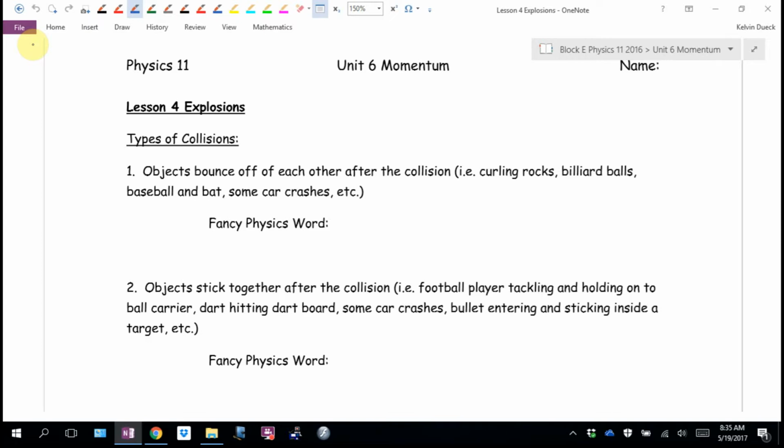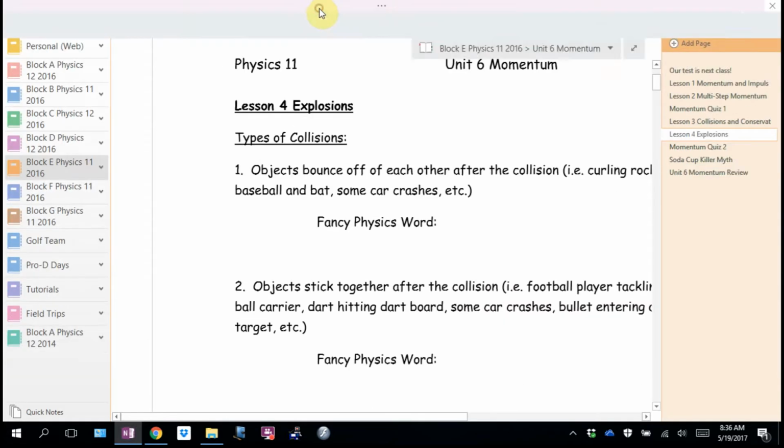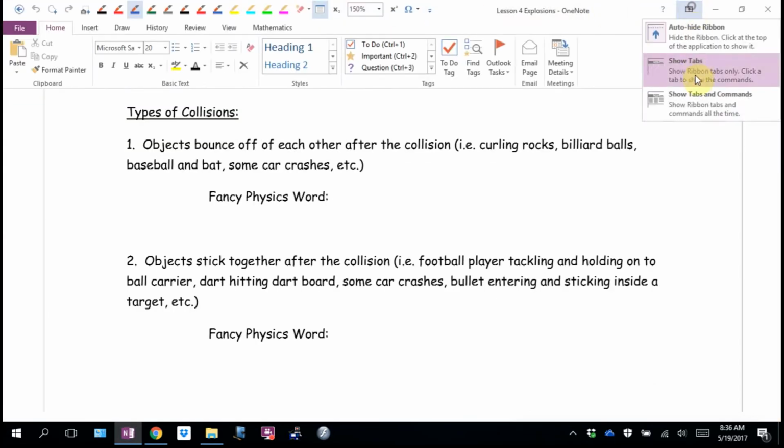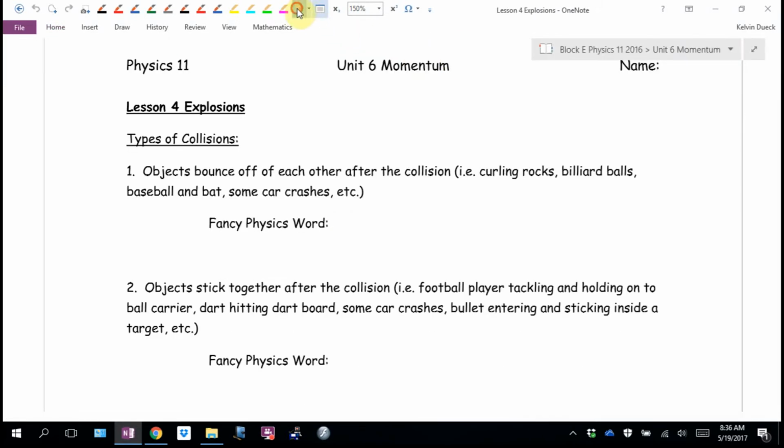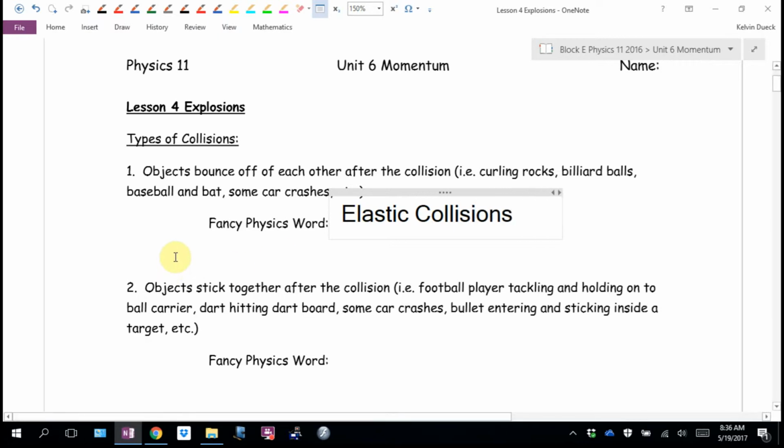For objects that bounce off each other, we call this, where's my cursor? Oh, didn't want to hit that button, Mr. Dewick. Hit the wrong button. We call this elastic collisions. Can't type today. A collision where the objects bounce apart off of each other is called an elastic collision.